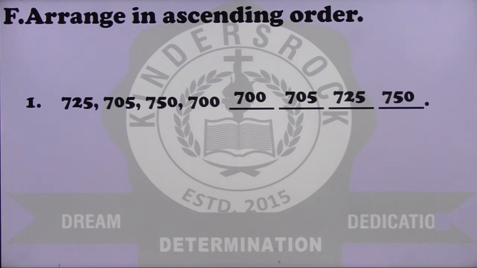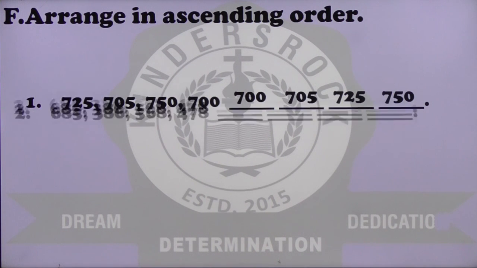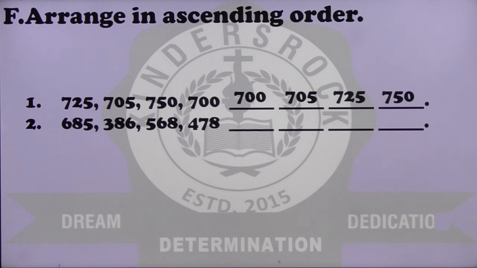Similarly, for the rest of the series, you will have to do it yourself. You will have to write the smallest number first and then the number that follows it, in value. 685, 386, 568 and 478. Which one is the smallest? You will have to identify and write it first, then the one bigger than the smallest, and then the one bigger than that, and then the biggest.